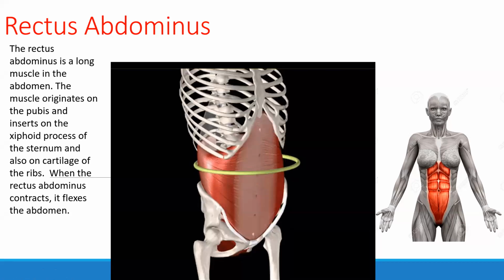When the rectus abdominis contracts, it flexes our abdomen. In other words, it pulls the abdomen in. The muscle of the abdomen is contracted. If you look at the animation here, see how when the muscle contracts, the abdominal wall pulls in. You can see how this shrinks. And this is the muscle that we contract when we go to pick up something really heavy.